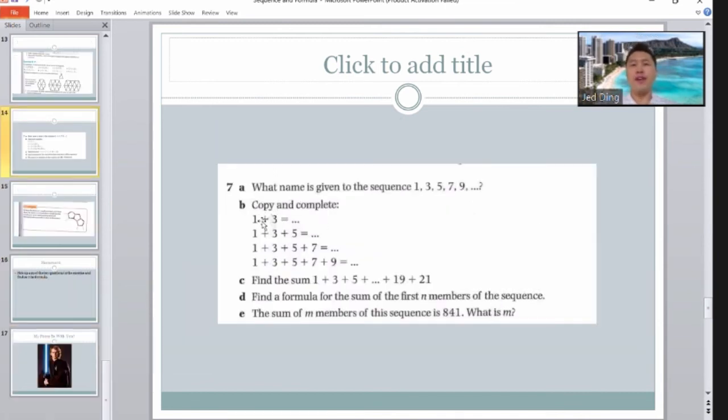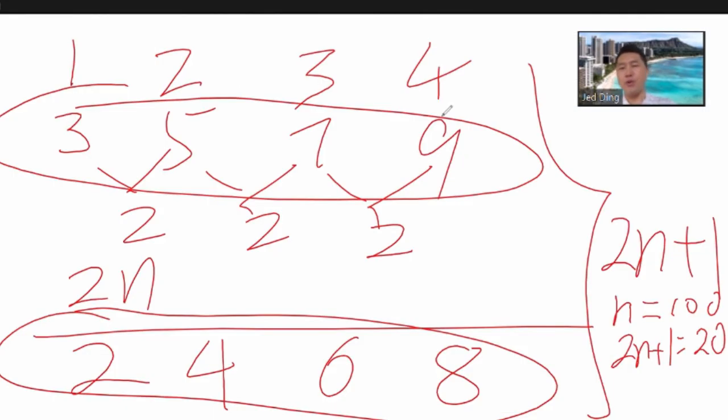First of all, copy and complete the first items. What name is given to the sequence 1, 3, 5, 7, 9? Copy and complete 1 plus 3, 1 plus 3 plus 5. And it goes on and on. Find the sum. Find the formula for the sum of the first n members of the sequence. The sum of m members of this sequence is 841. What is m? Right. Let's use our magical pattern, step 1, step 2, step 3, to see how that will work.